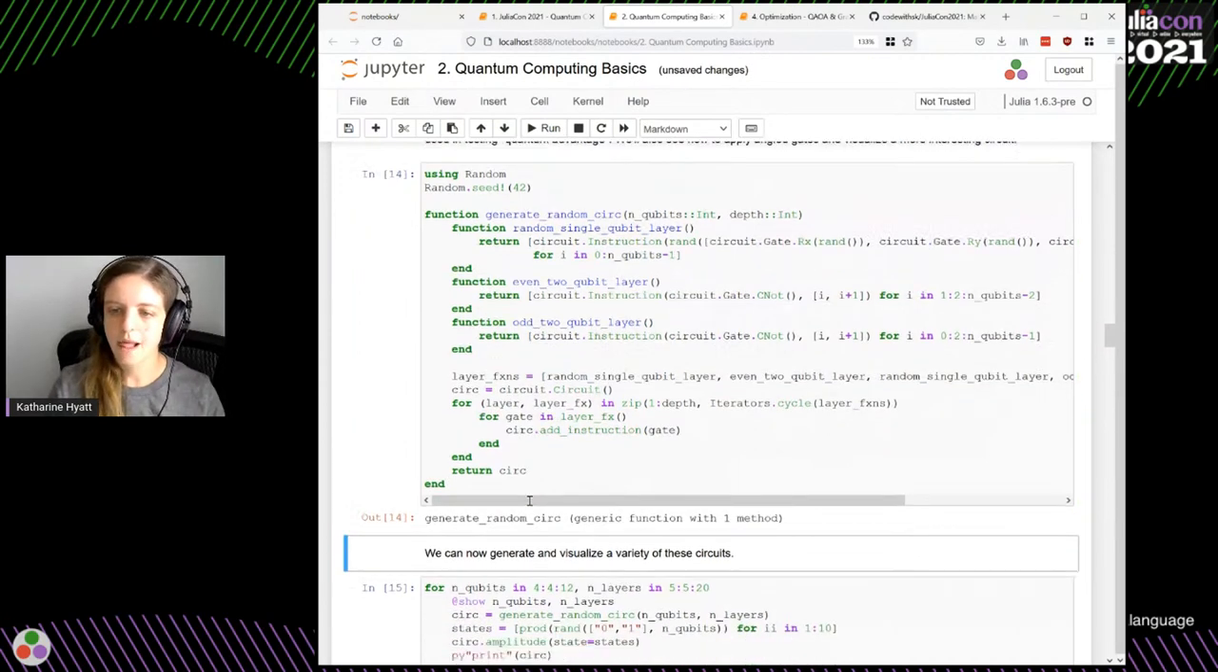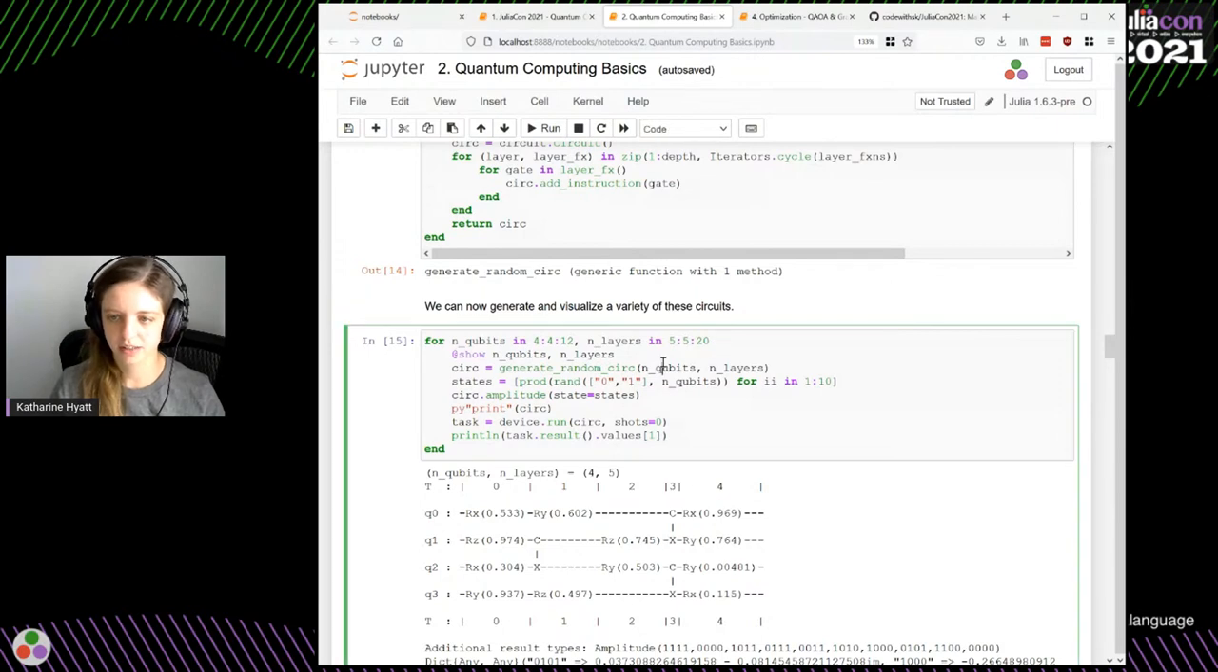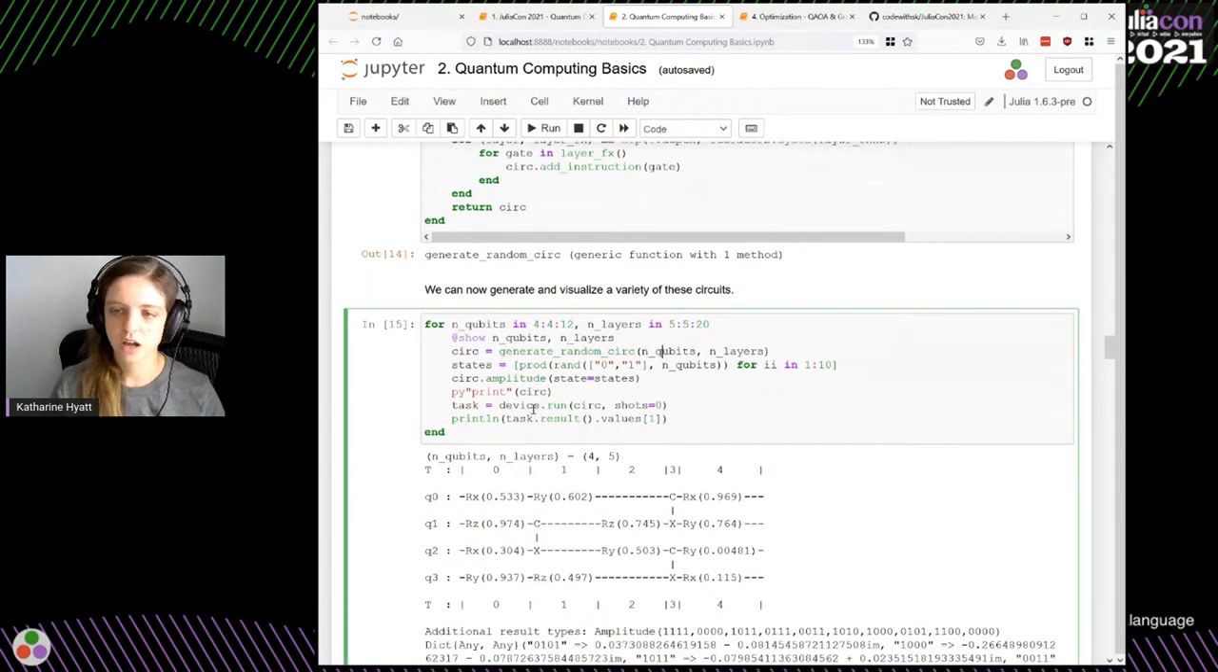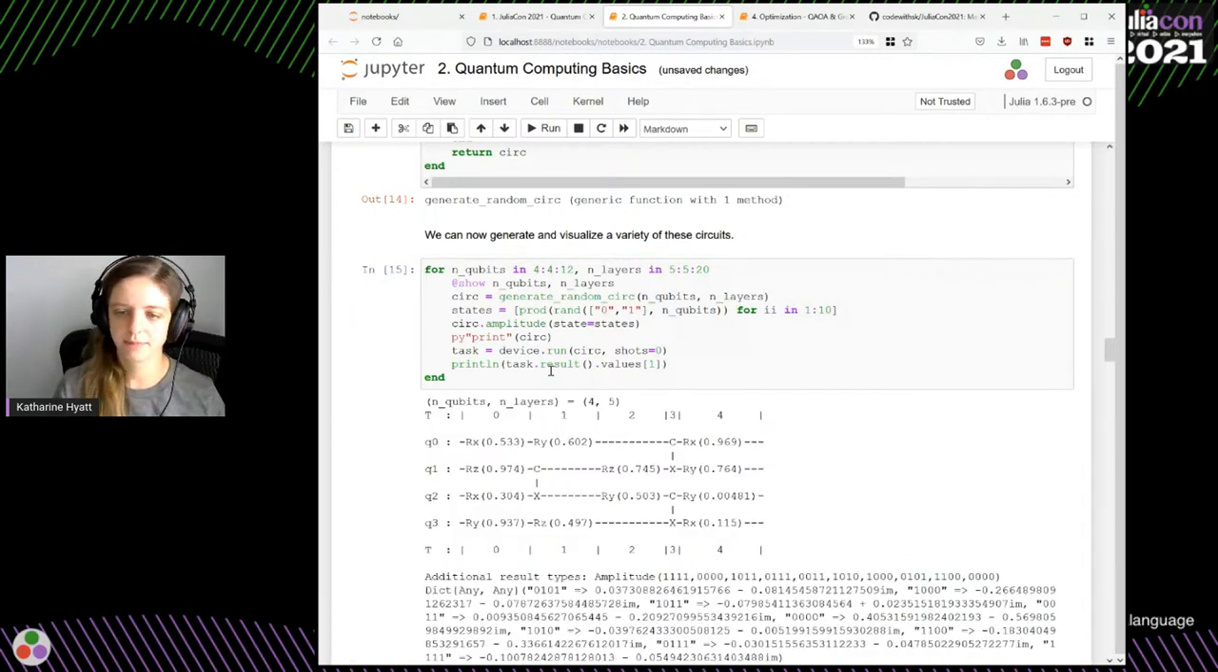Okay. And so now we can generate a bunch of these circuits and visualize them. So going between 4 and 12 qubits, again, sticking to small numbers, so this is tractable with the local simulator. And for a number of layers between, let's say, 5 and 20, we generate the random circuit. We generate some states that we would like to measure the amplitude of. We print the circuit. We run the circuit on the local simulator in the exact mode. And then at the end of the day, we print the amplitudes we've measured. So I'll start running this.